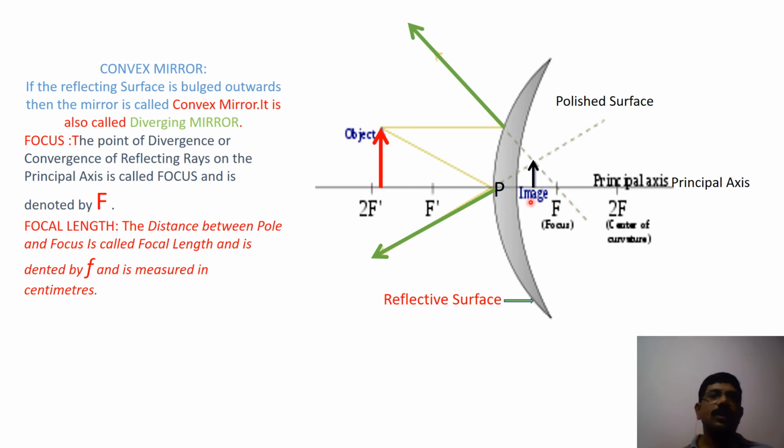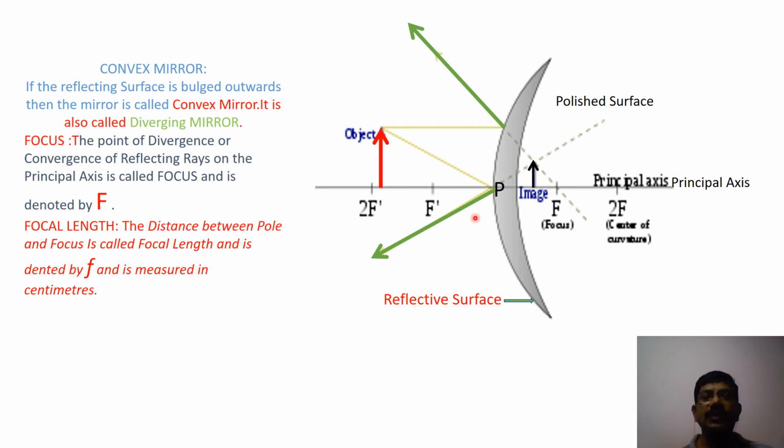Are you clear? In the case of a concave mirror, see, all the light rays converge after reflection. So it always gives the real image. You have to remember that thing. We will discuss all these things in detail. So how can we define focus? The point of divergence or convergence of the reflecting rays on the principal axis is called focus and is denoted by capital F.